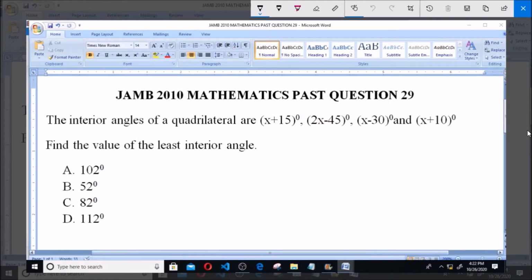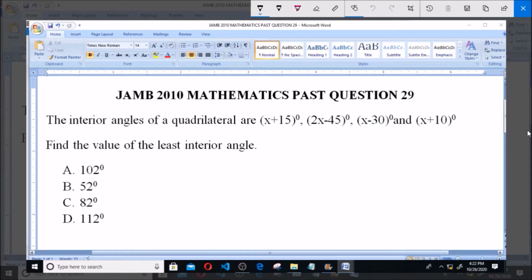I'll be answering JAMB 2010 Mathematics Past Question 29. The interior angles of a quadrilateral are (x + 15) degrees, (2x - 45) degrees, (x - 30) degrees, and (x + 10) degrees. Now we are asked to find the value of the least interior angle.